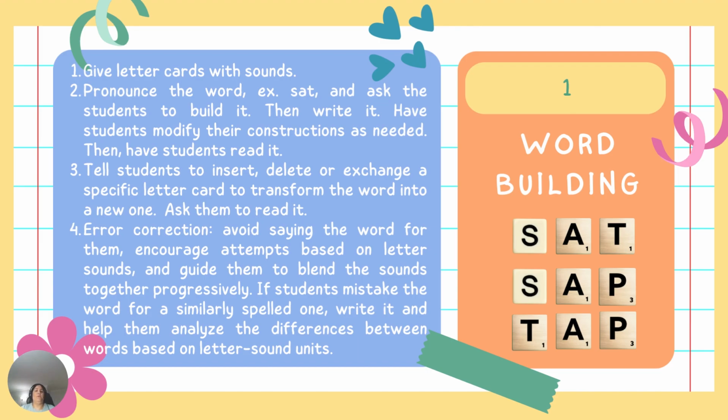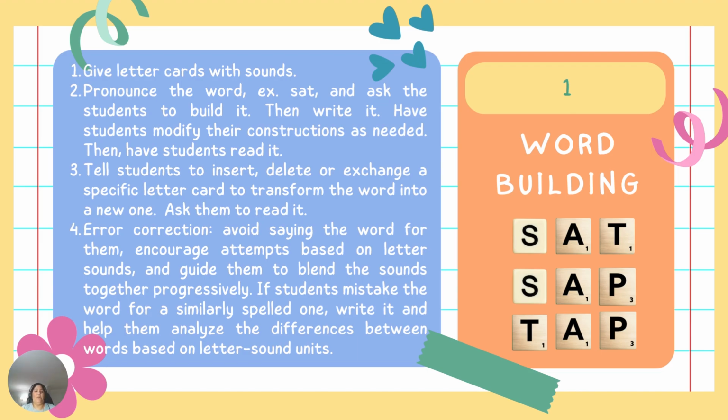The first one is word building. In this case, we can write the following steps in our constructive response. Number 1, give letter cards with sounds to the students. Number 2, pronounce the word, for example, sat, and ask the student to build it. Then write it, have students modify the constructions as needed, and then have students read it. Number 3, tell students to insert, delete, or exchange a specific letter card to transform the word into a new one, and ask them to read it.